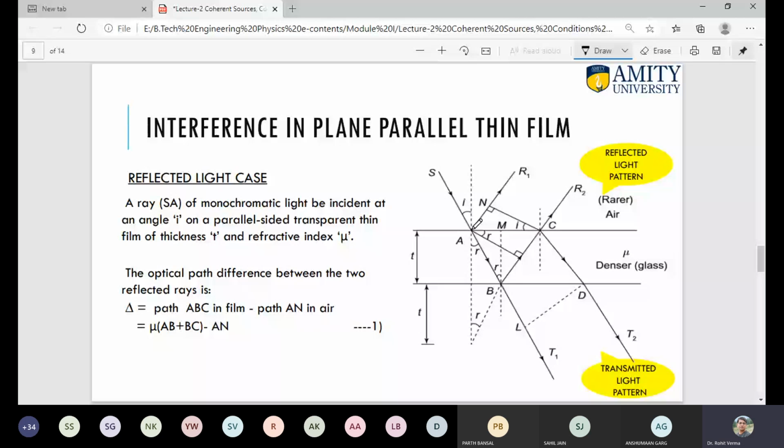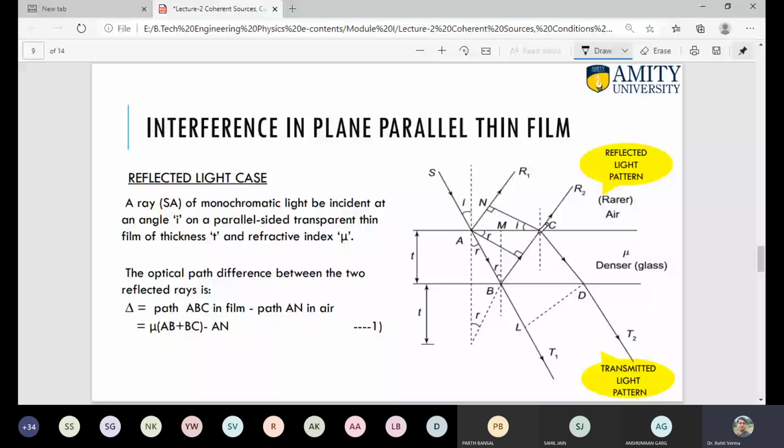We will consider that S is an extended source of light, and from this extended source of light, a ray SA is incident on the surface of an oil film, and from the point A, it is partly reflected and partly refracted. Since we are here concerned with the transmitted ray, we will ignore the reflected ray. Again, at the point B, it is partly reflected and partly transmitted. Reflected along BC and transmitted along BT1.